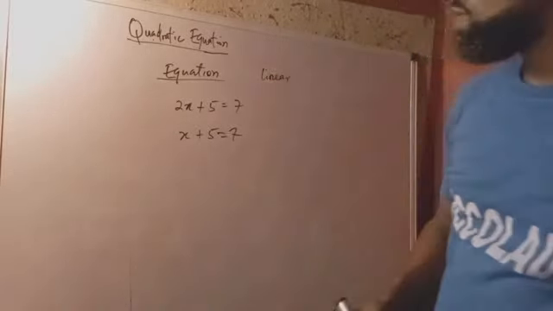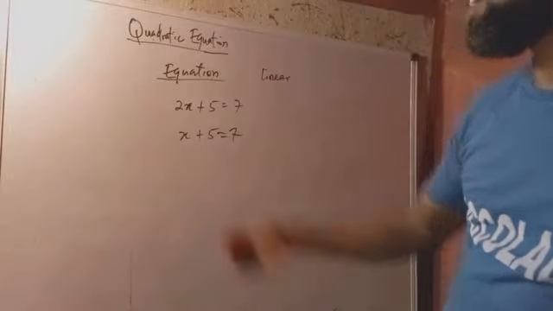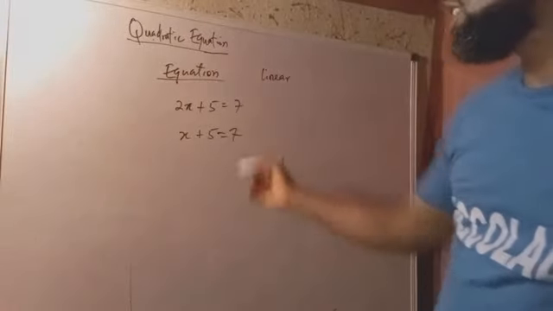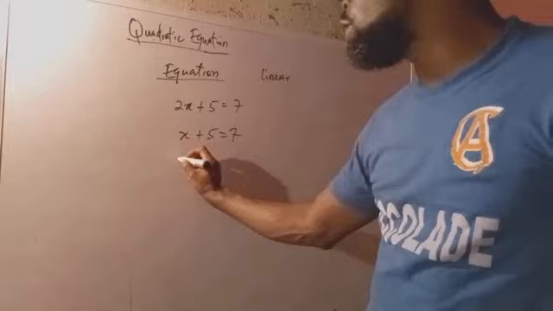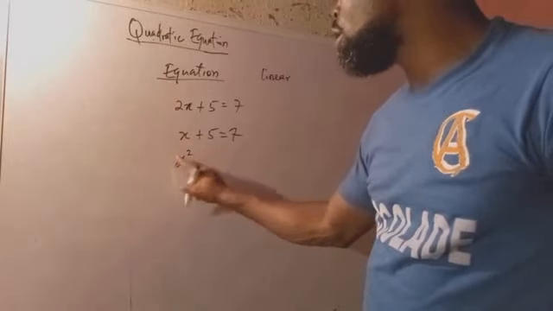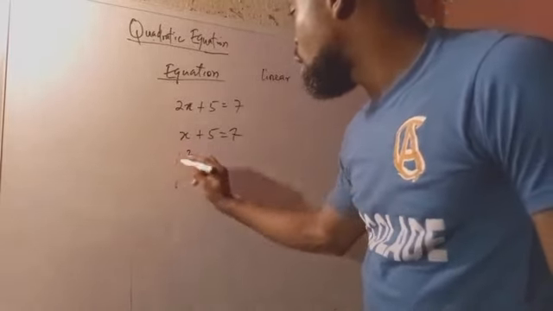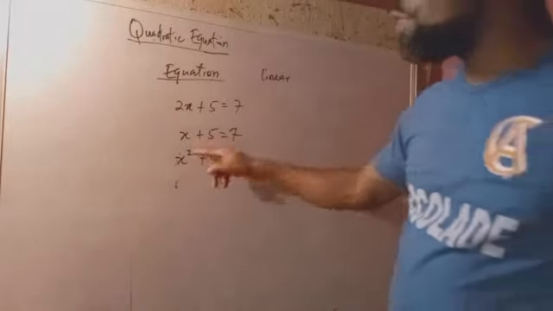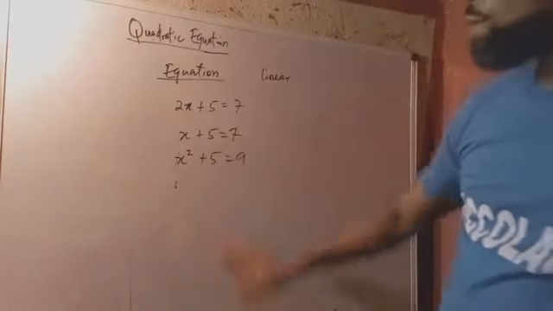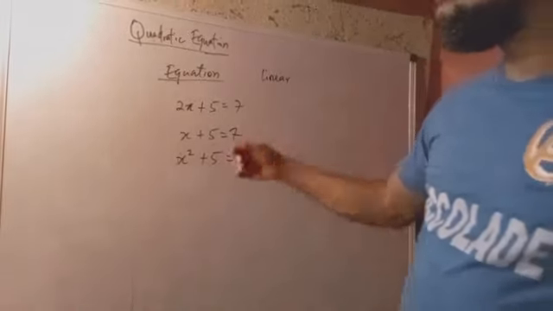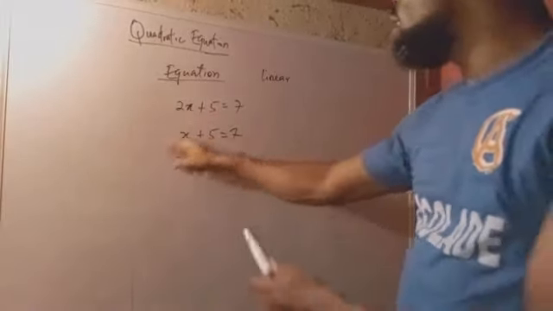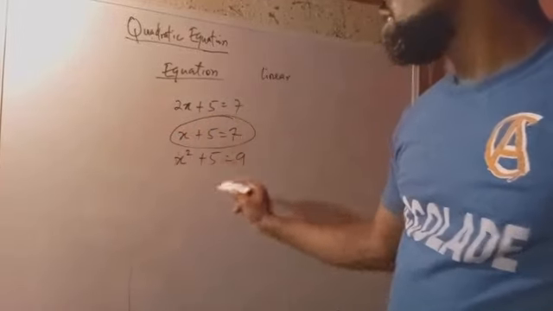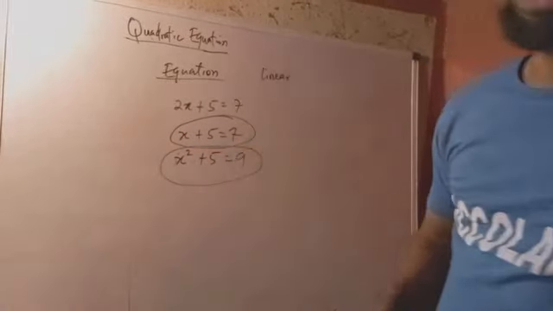Alright, there are other types of equations, and that's where the quadratic equation comes in. This type of equation is different from an equation like this: x squared plus 5 equals 9. These are two different types of equation. This is a linear equation, and this is what? A quadratic equation.